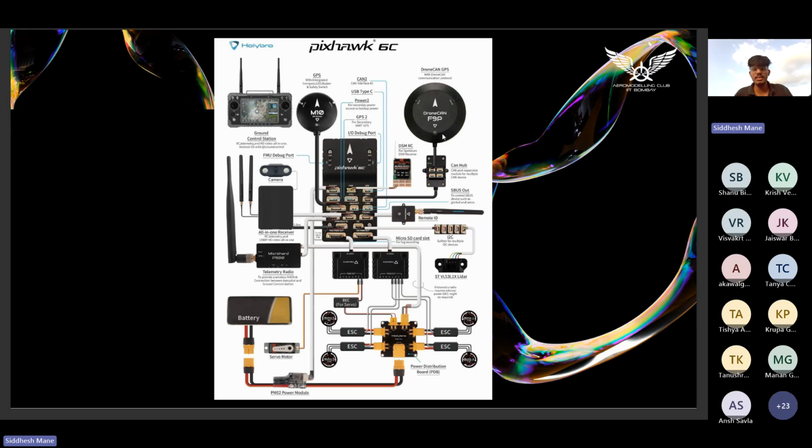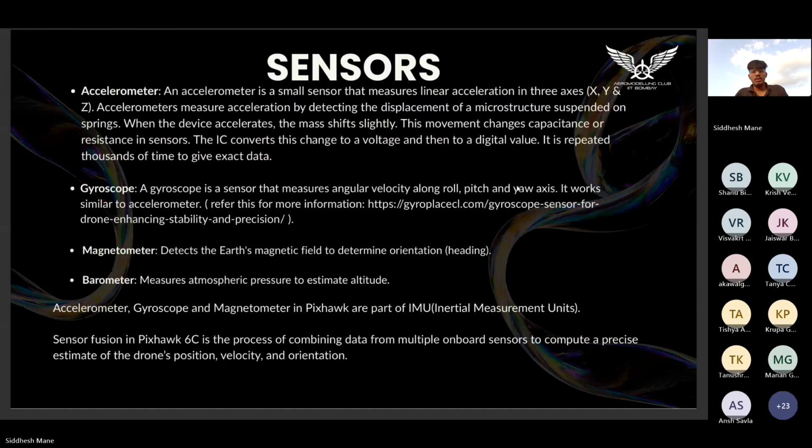Then this you see here, this is called GPS module. It is connected to GPS one or GPS two port. And then there's this telemetry radio, which I talked about earlier, and there's this all-in-one receiver. All those things are not actually necessary. So we will see more about LiDAR and all other sensors later in the slides. All right. So now moving on to sensors.